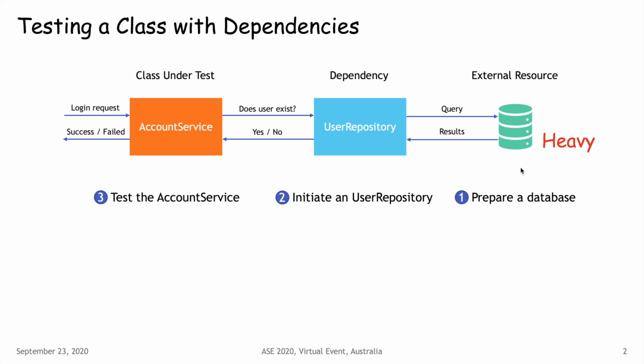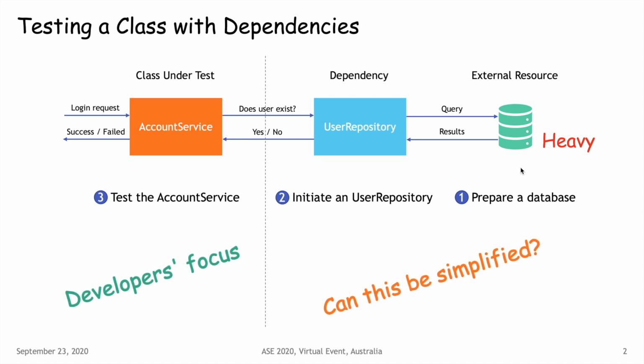In real-world projects, it is quite natural for a class to depend on other classes or libraries to function. For example, the class account service depends on a class connecting to the database. To test the service class, we need to first prepare a database, initiate the dependency, and then start testing. However, since this is unit test instead of integration test, setting up a database is too heavy. Instead, developers may want to focus more on the left-hand side and simplify the setup process.